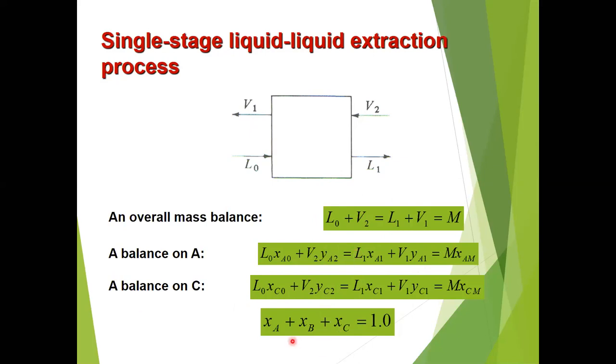Now, as discussed in the introductory part of the topic, the sum of the mass fractions of each of the components in our phases should be equal to 1. So what is placed in here is only for the feed and for the raffinate phases. So that's X. But this same principle applies for the solvent and the extract phases.